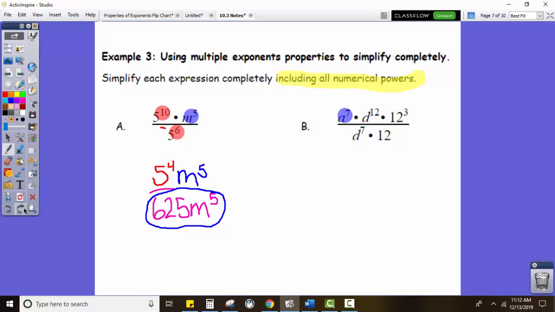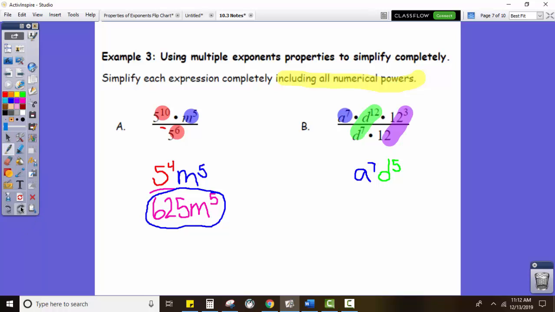I look at a to the 7th. I don't see any other a's in the denominator, so I'm going to write a to the 7th in my final expression, just like we wrote m to the 5th in the other one. So I write a to the 7th. Then I look at d to the 12th divided by d to the 7th. Well, when I look at my exponents, 12 and 7, and I subtract them, apply the rule, 12 take away 7 is 5. So I have d to the 5th.